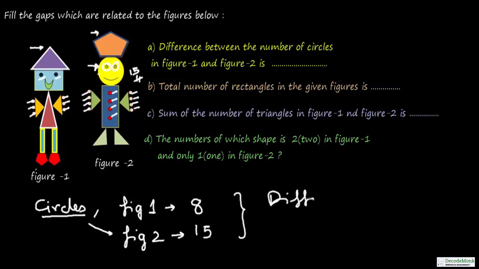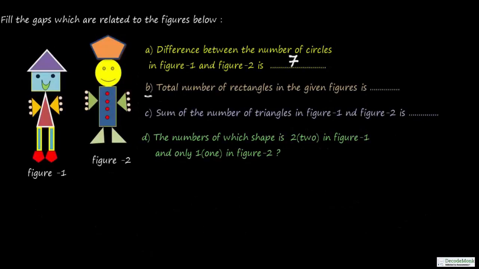You are asked to find out the difference. Difference means you have to carry out subtraction of the two numbers. So 15 minus 8 is equal to 7. So this is the difference. 7 is the difference of the number of circles between the two figures. So the answer is 7 to question number A.